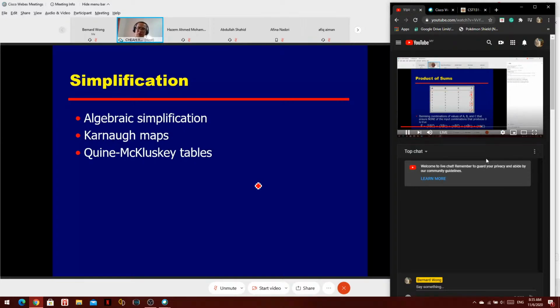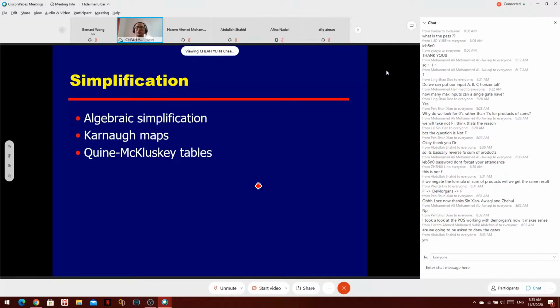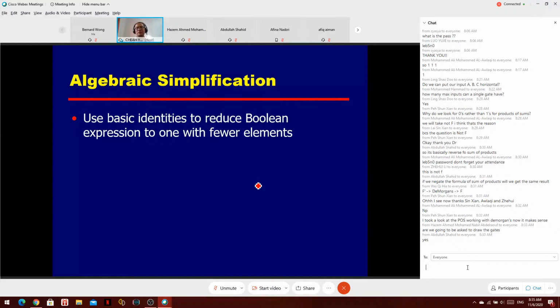In this particular course, we will cover five methods, the Karnaugh maps and also the Quine-McCluskey tables, right? If you cannot remember all, then you probably want to remember at least algebraic simplification and also Karnaugh maps, because Karnaugh maps is a popular method, and many syllabi cover Karnaugh maps at least. Now let's first look at algebraic simplification.